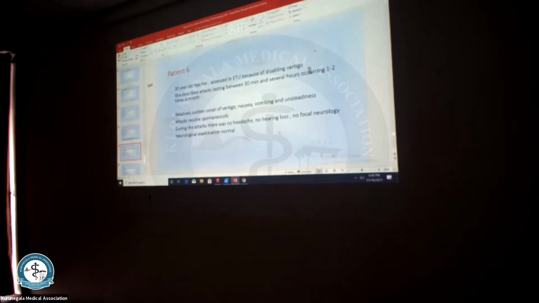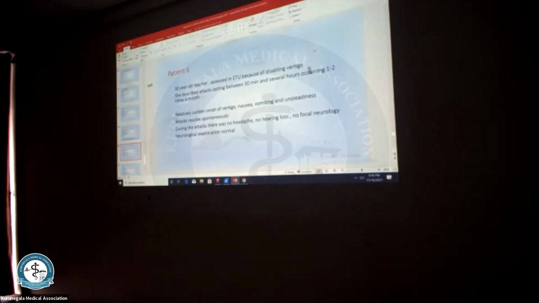So this is the last case scenario. A 30-year-old teacher took sick leave because of disabling attacks. She described attacks lasting between 30 minutes and several hours, occurring 1 to 2 times per month. So it is again a true vertigo with nausea, vomiting, and unsteadiness, and attacks resolve spontaneously. There's no headache or hearing loss or any other neurologic symptoms, and the examination also remains normal during the attack.